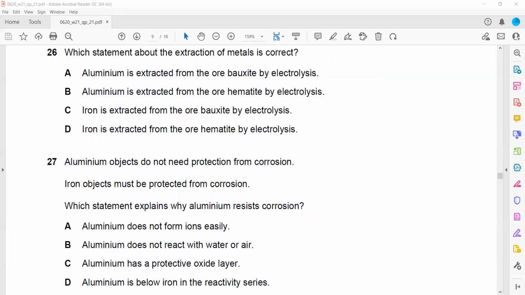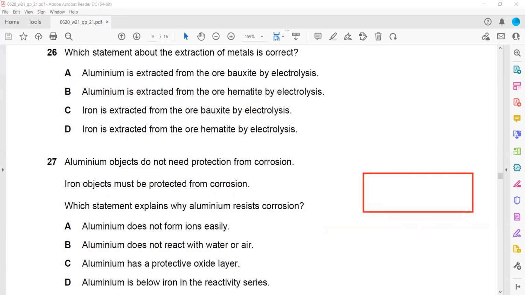In question 27, aluminium objects do not need protection from corrosion. Iron objects must be protected from corrosion. Which statement explains why aluminium resists corrosion? So why does aluminium resist corrosion?